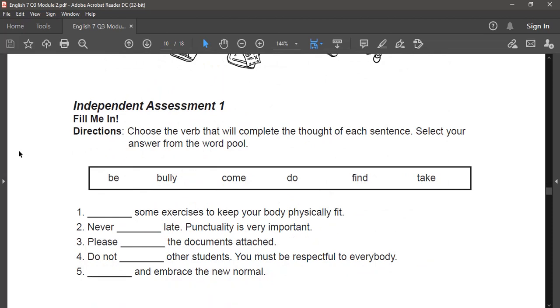Next, we have here independent assessment 1. If you will notice, the given sentences are incomplete. So all you need to do is to complete the sentence and choose from the choices inside the box. Answers only again. Write the correct word on your paper.